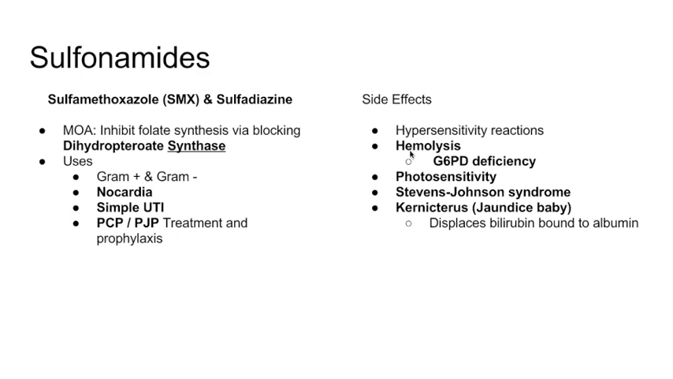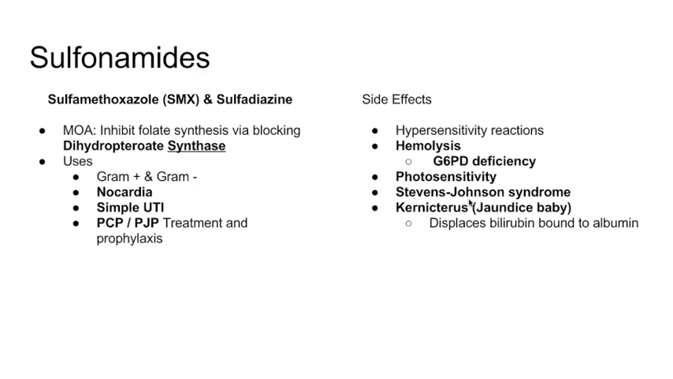So in patients that have G6PD deficiency, this is the enzyme that makes glutathione and protects against the oxidative stress of the red blood cell, sulfamethoxazole actually causes oxidative stress on the red blood cell. So if you have a patient that has G6PD deficiency, you'll get hemolysis. It also causes some photosensitivity. And the most worrisome, actually probably the highest yield side effect of sulfonamide, is that it can cause Stevens-Johnson syndrome.